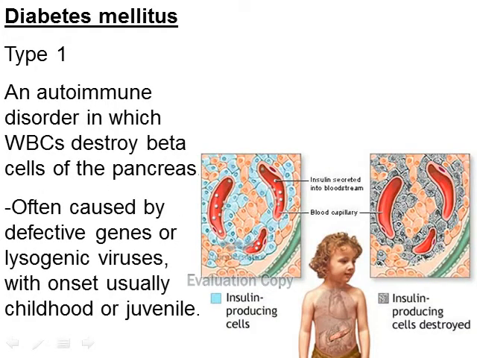In diabetes type 1, we're often dealing with a pediatric patient who has defective genes or had a lysogenic virus infection or an autoimmune disorder, something that has caused the beta cells of the pancreas to become ineffective.